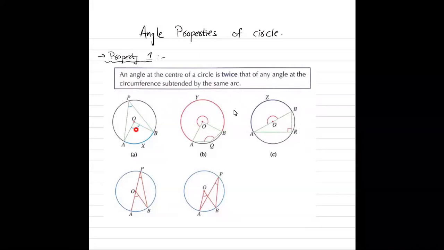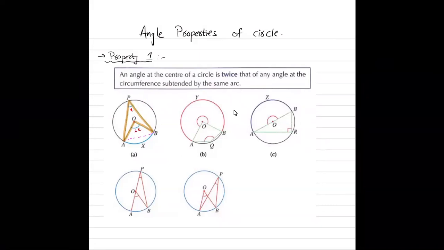So angle at the center, if you have a circle and if you consider AB as the imaginary chord, then AOB is the angle at the center from the same chord, and APB is the angle at the circumference from the same chord. So the property says that angle at the center is twice the angle at the circumference, which means that if this is x degrees, then this angle at the center is going to be 2x degrees.